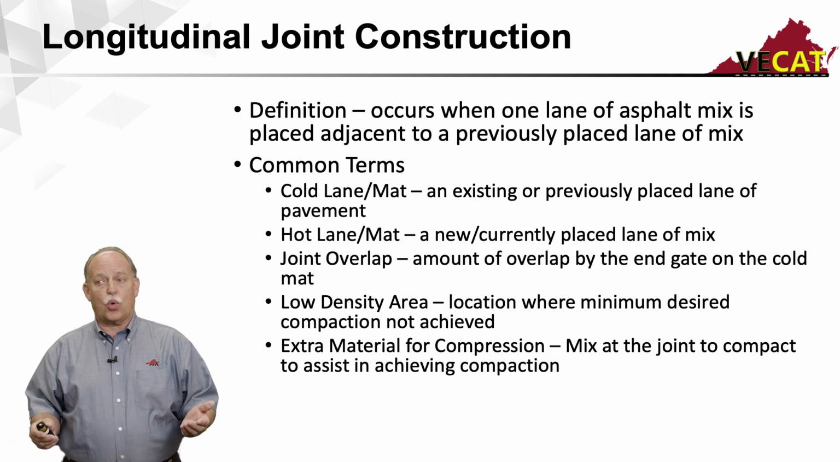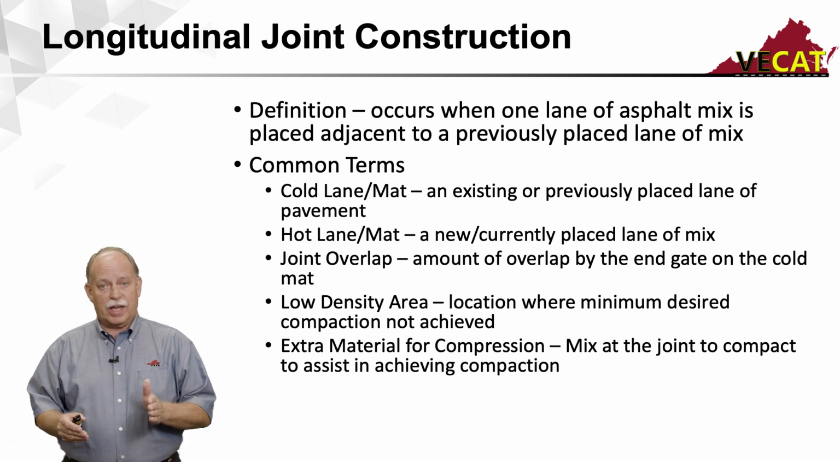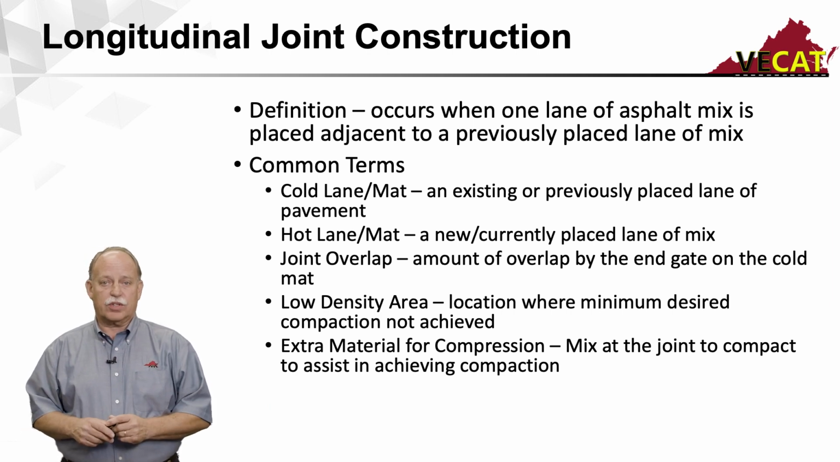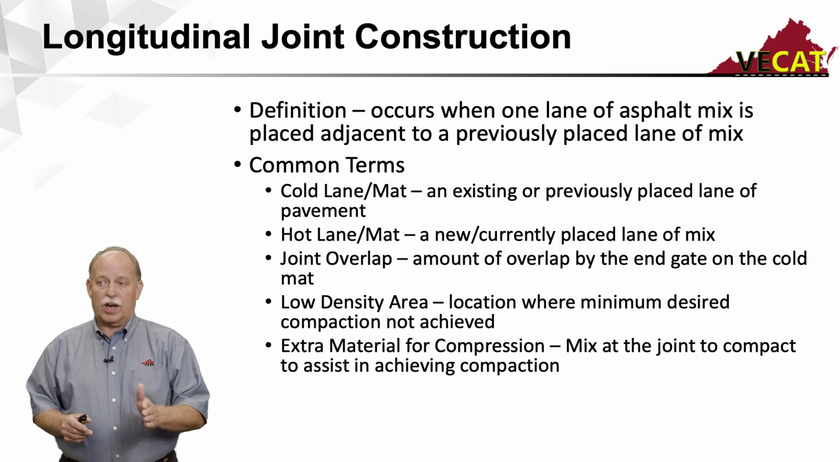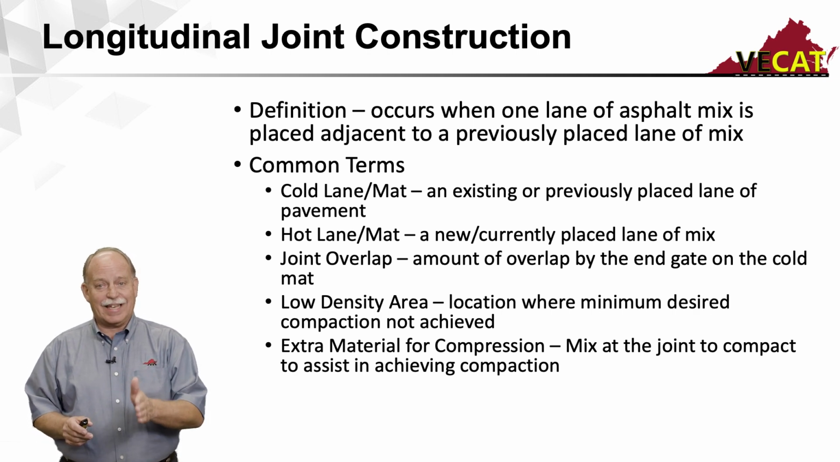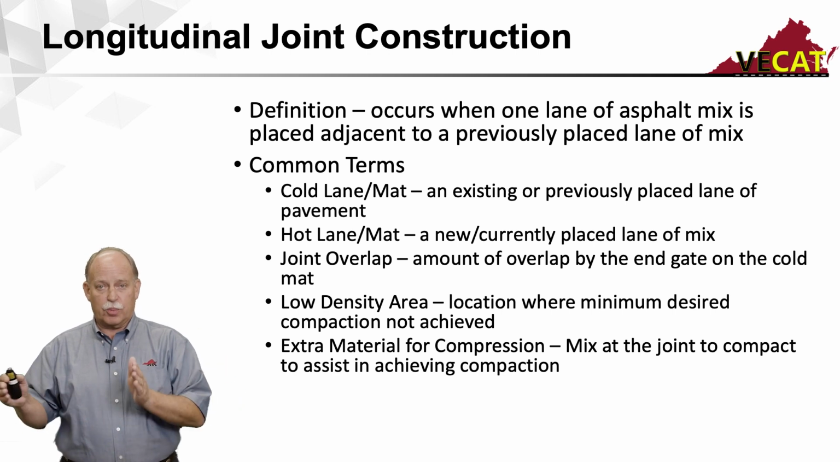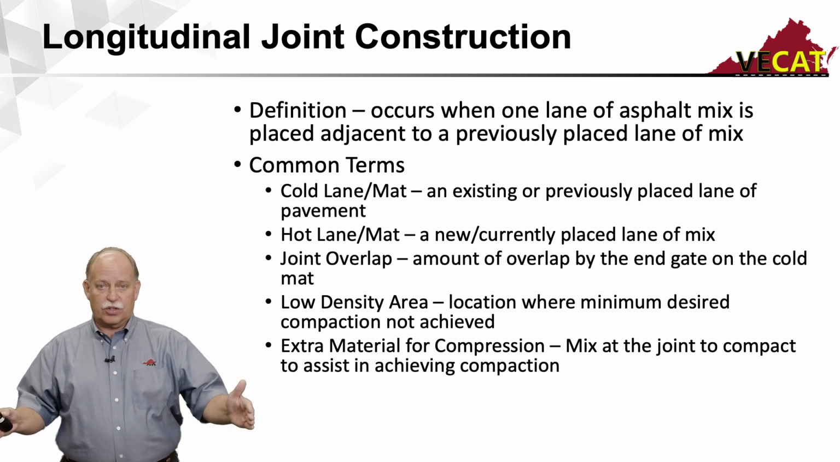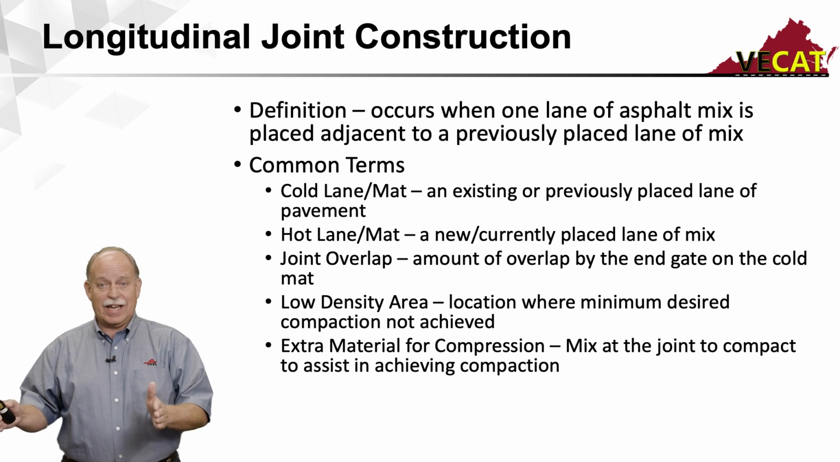Then there's something called joint overlap. So when you're placing that, you have a longitudinal joint, as we've discussed. You're going to have a slight overlap there. That's the amount of overlap by the end gate of your paver onto that cold mat. So you're paving your hot mat adjacent to your cold mat. You have an end gate on your paver, and it actually overlaps that slightly.